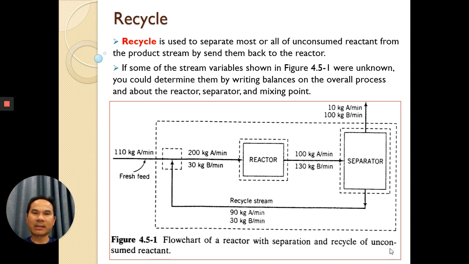Recycle, because mostly we use recycle to send some reactant back to the reactor, like this. After we have the fresh feed of reactant, we mix in some reactant that we separated after reaction. After reaction, we have some unreacted reactant. We would like to save the reactant, so we send it back to the feed, before the reactor, and mix it with the fresh feed. So this is the process for recycle.